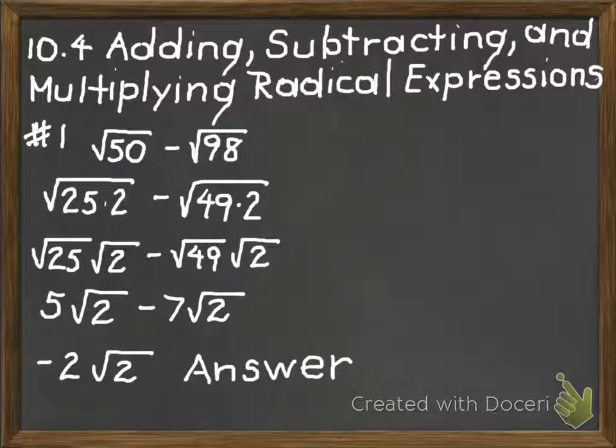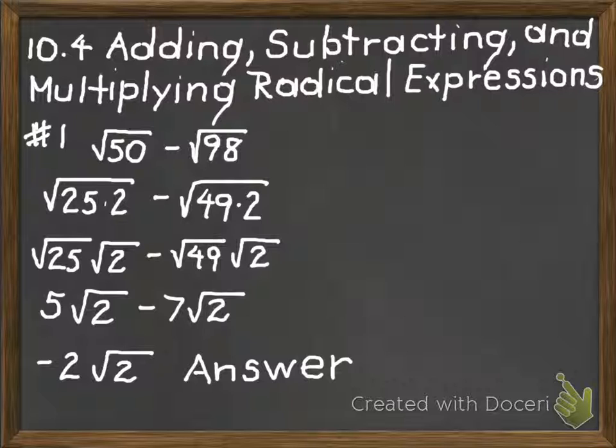Now, to subtract or add radical expressions, you have to have like radicals. And we do not here. So first we simplify. Simplify the 50 by factoring it such that one of the factors is a perfect square: 25 times 2. 25 is our perfect square. And similarly, factor 98 by writing it as 49 times 2, where 49 is a perfect square.